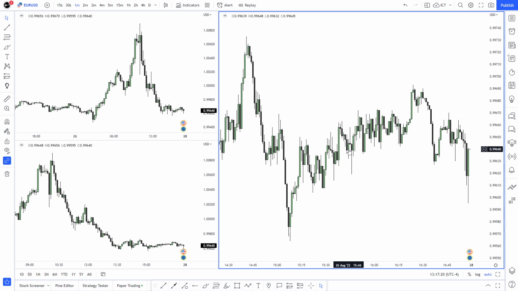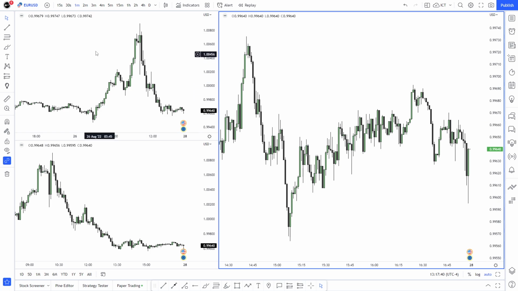ICT teaches the concepts. He shows how to apply them in the market. He does it with indices, but they apparently work exactly the same. I can't really say much about that because I only trade euro-dollar. I don't look at indices or anything like that. So that's first of all.